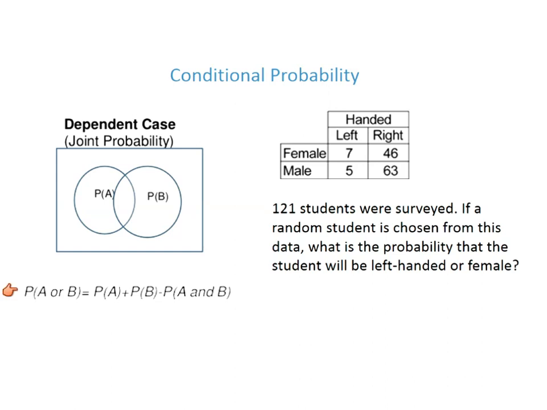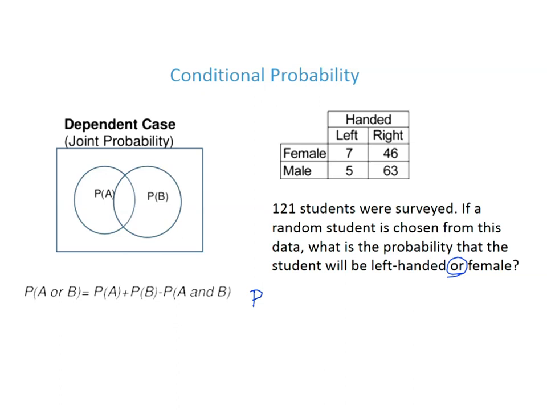So we're going to use that same formula again. The probability of A or B is equal to the sum of each minus the intersection. And we have a two-way table showing males and females and showing left-handed or right-handed. 121 students were surveyed. If a random student is chosen from this data, what is the probability that the student will be left-handed or female?